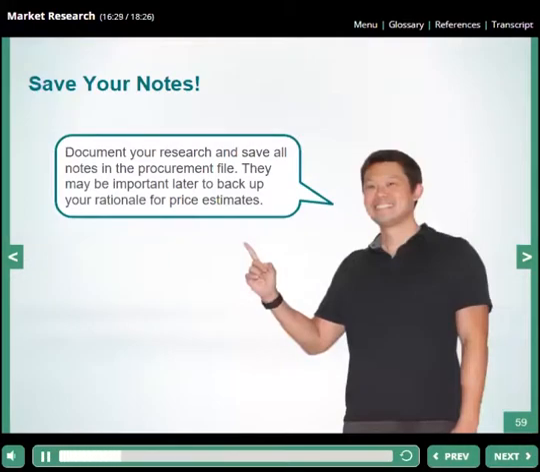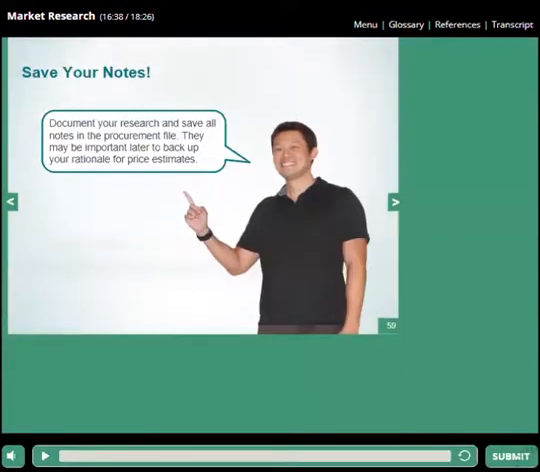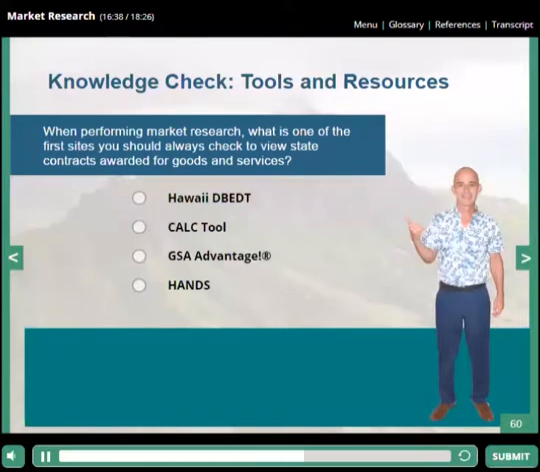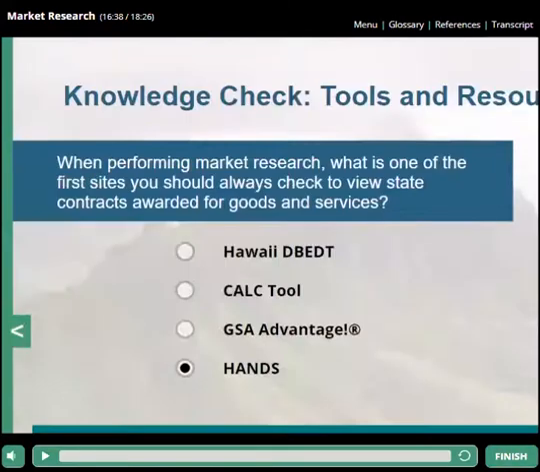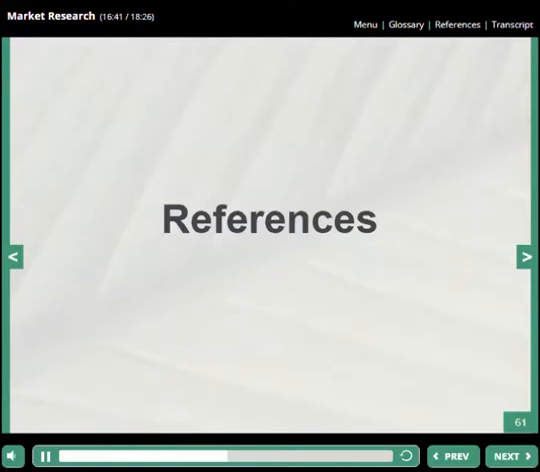One last thing. Be sure to document all your research and notes to be saved in the file for each procurement. They may be important later to back up your rationale for price estimates. Let's see if you can determine which resource to use. Let's take a look at some references and contact information you may want to use when performing market research.